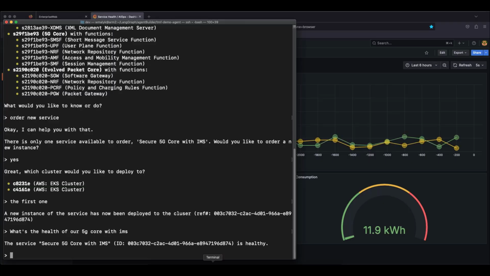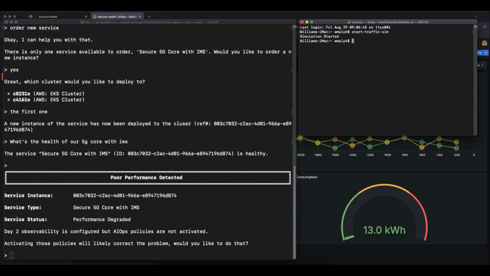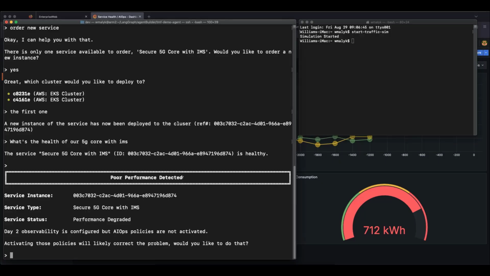Now let's simulate a bunch of traffic to artificially bring down the service and see what happens. You can see that a couple of things occurred. You can see the agent actually detected an event and is even, in this case, suggesting a remediation. Observability is configured, but no AIOps policies were turned on in the system. Would you like to do that to fix them?